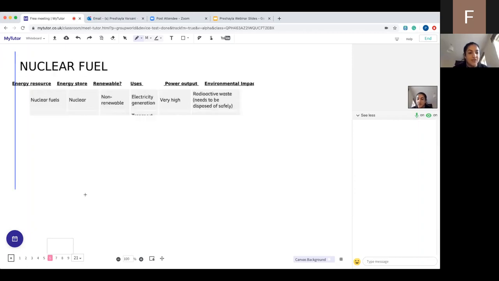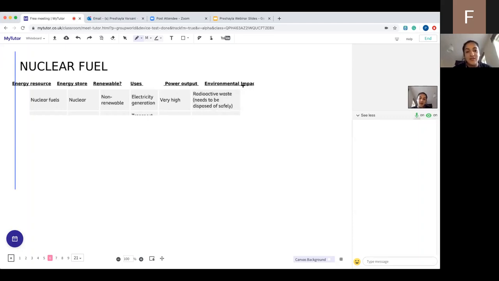Moving on then to nuclear fuel. So nuclear, its energy store is obviously nuclear. It's a non-renewable resource because we can't keep harvesting the chemicals that we need for the nuclear reactions to happen as quickly as we use them. It's used for electricity generation. It has a very high power output, but its environmental impact again is pretty bad.